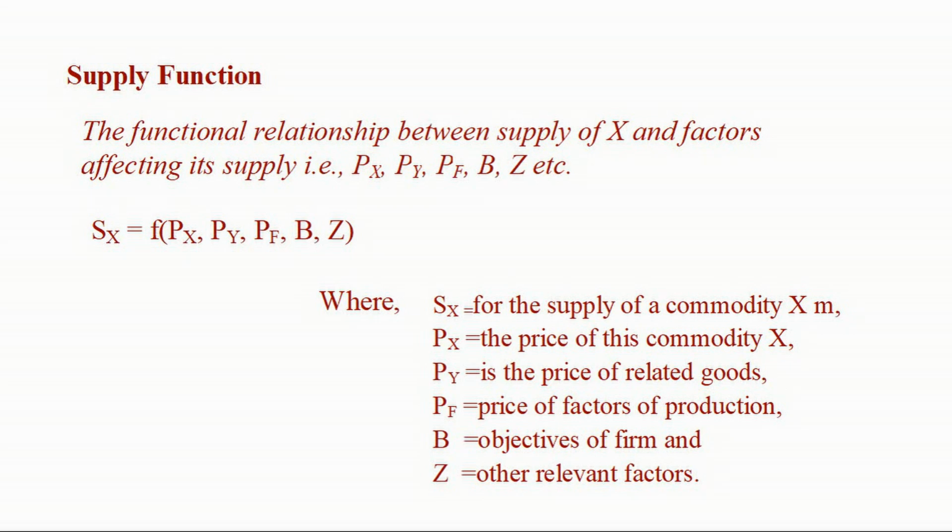Objective of the firm. There are different objectives that might be designed by firms, in order to get maximum profit or having a large share in the market, having a large market segment, and the like. All these are also major factors which affect the supply of commodity X. Other relevant factors might be the fiscal policy of a government, the tax system, the climate, and others. All this influences the amount of commodity which is supplied by the firm. This is what supply function means, and it tells us the functional relationship between supply of the commodity and factors that affect its supply.